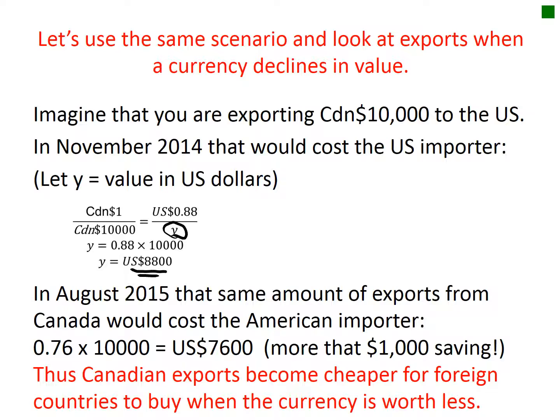In August 2015, that same amount of exports from Canada, because the Canadian dollar had fallen or depreciated, would cost the American importer just $7,600. So that's more than $1,000 saving. So Canadian exports became cheaper for foreign countries to buy when the currency is worth less.